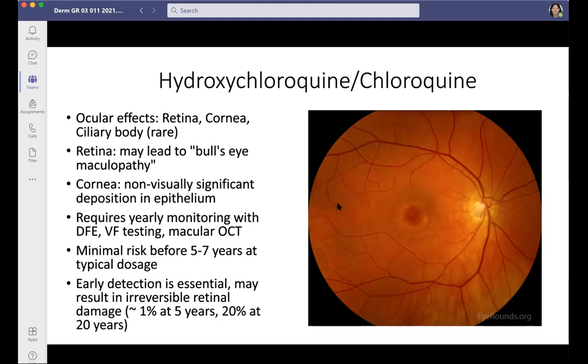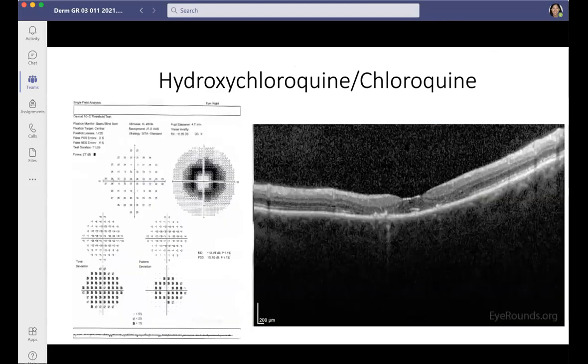I can't tell you how many hundreds of patients I've seen screening for Plaquenil. I think I've had to stop it 3 times, so it's not very often. And then, Sally, if you don't mind advancing to the next slide. And so this is what a cross-section of the retina looks like on the right.